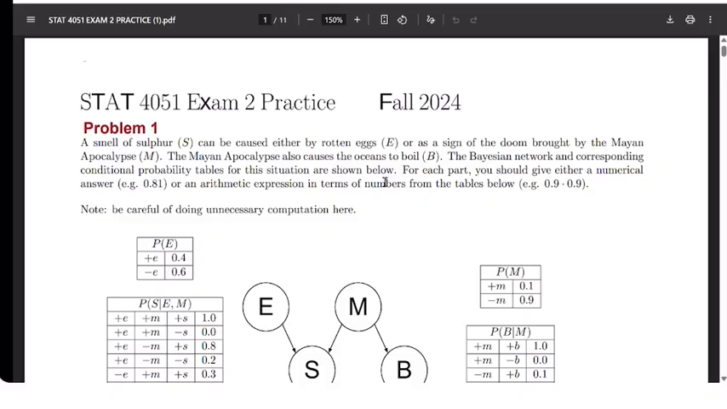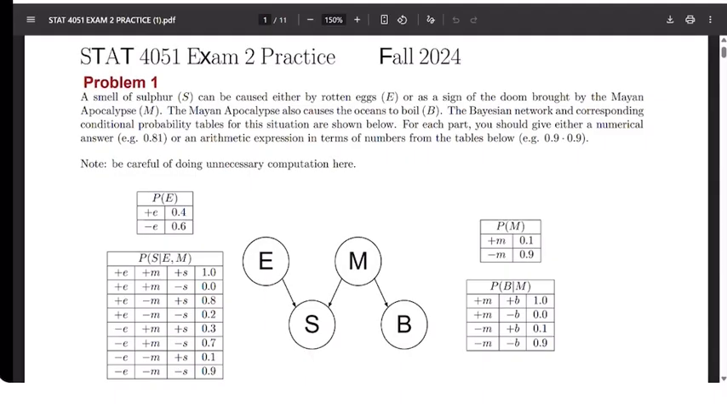The number one question in the exam will cover probabilistic graphical models. Imagine you have a question that looks like this. Now, look at problem one. You have a smell of sulfur, which can be caused either by rotting eggs, E, or as a sign of the doom brought by the Mayan apocalypse, M.